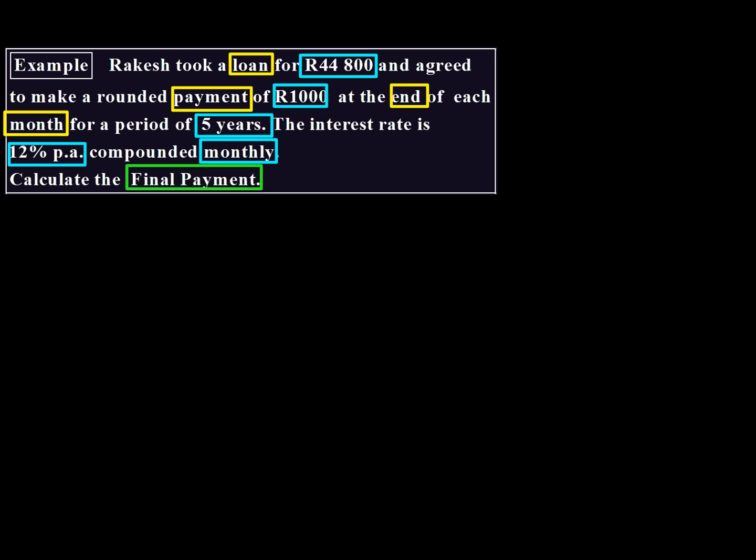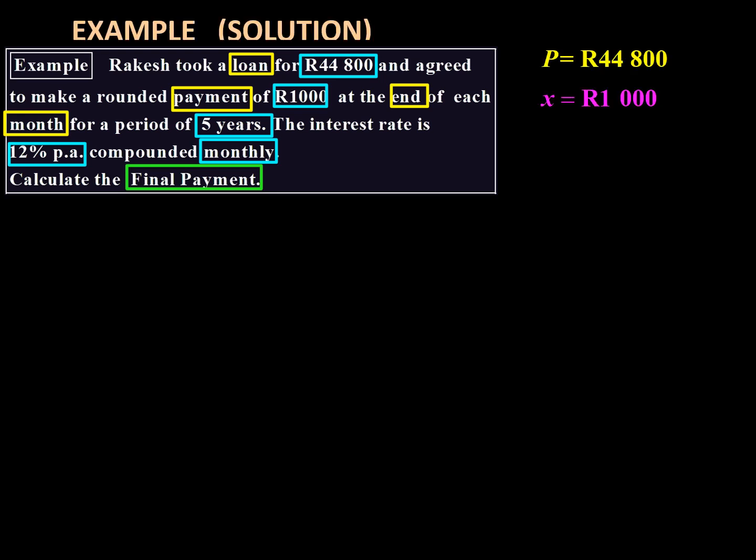Now let's just do the solution. Here we've got the question again, and those are the values that we just identified in the previous slide. The first step is to find the outstanding balance. How many payments is he making? 60. So we want to find the penultimate one, which would be payment number 59, right?